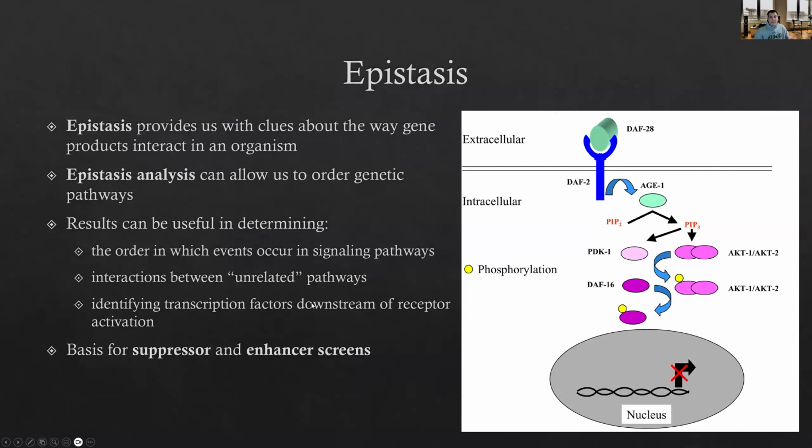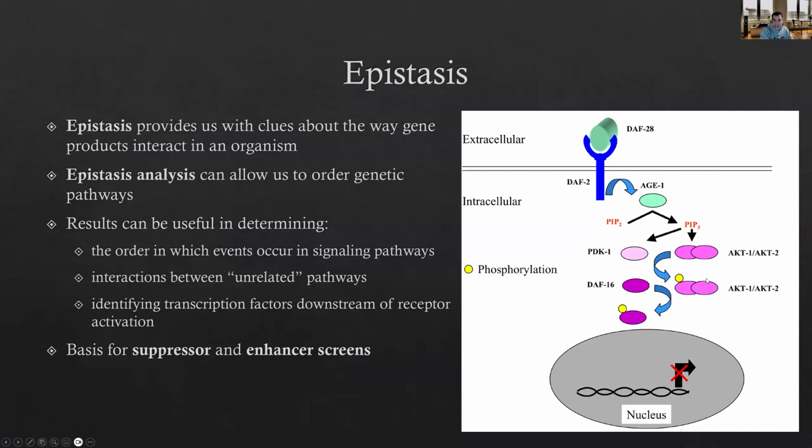They did a big screen. They knocked out a bunch of other genes in C. elegans and found out that when you eliminate DAF16, you go right back to normal lifespan, which through genetic epistasis analysis tells us that DAF16 is epistatic to DAF2, which gave them the first clue that the protein that results from this gene is somehow involved in this signaling pathway.